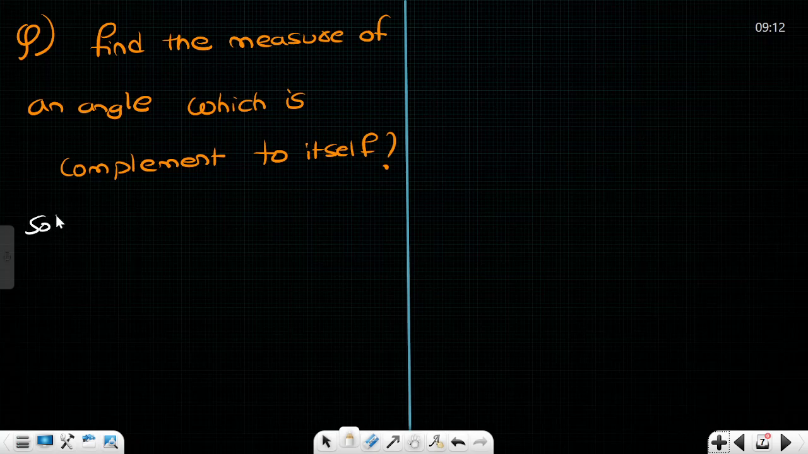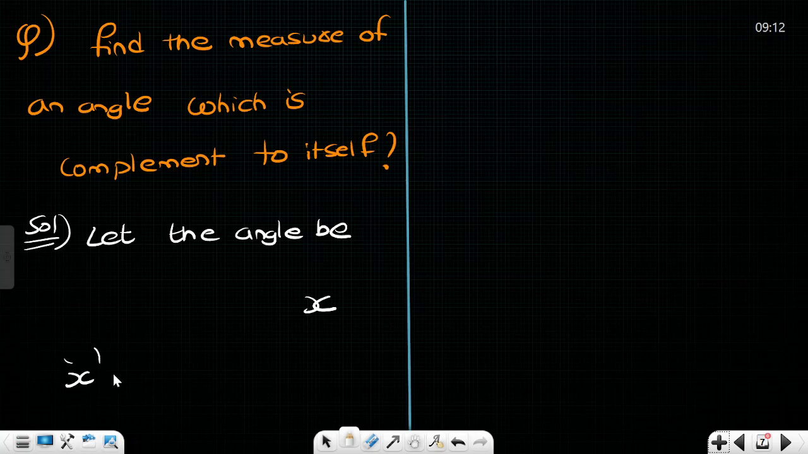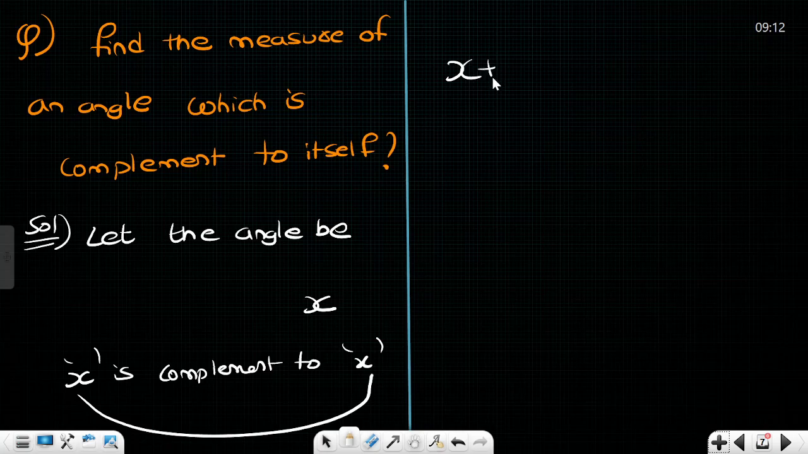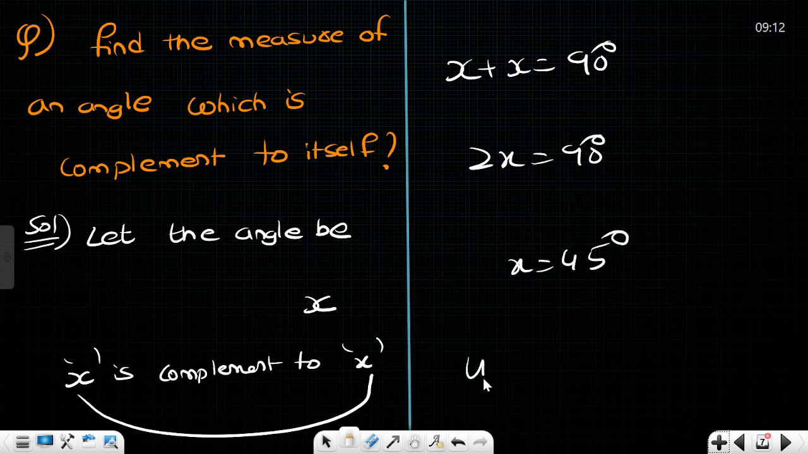So, if you see carefully, let the angle be x. Now, x is complement to itself. x is complement to x, that means itself. That means the addition of these two should be 90 degrees. That is x plus x equal to 90. So 2x equal to 90, x equal to 45. So one angle is 45, the other angle also will become 45, Akshita. 45 is complement to 45 because the addition of those two is 90 degrees.